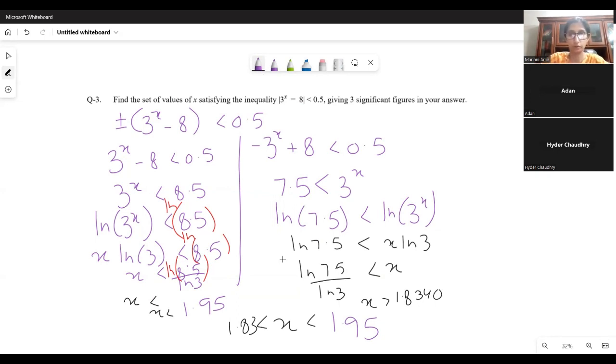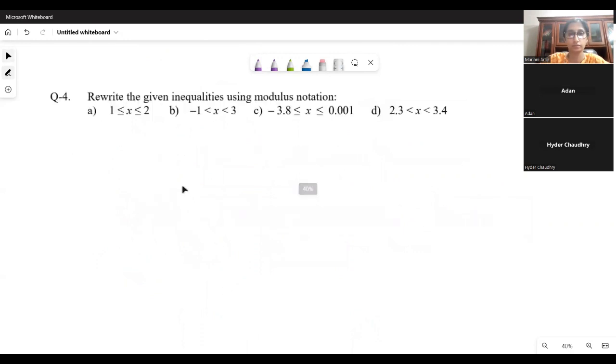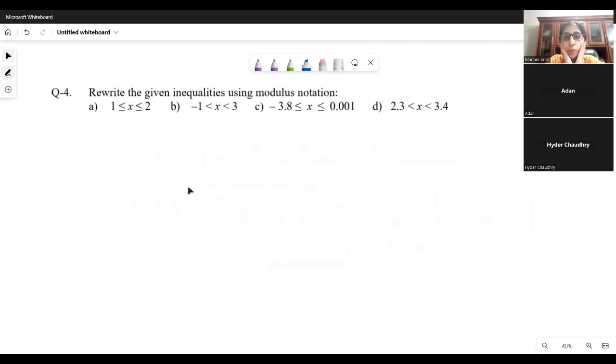So now let's quickly do question number 4. Again, this is log, which we haven't studied yet. So don't worry if you're not still very confident about this. You're not expected to know this yet. Okay. Rewrite the given inequalities using modulus notation.